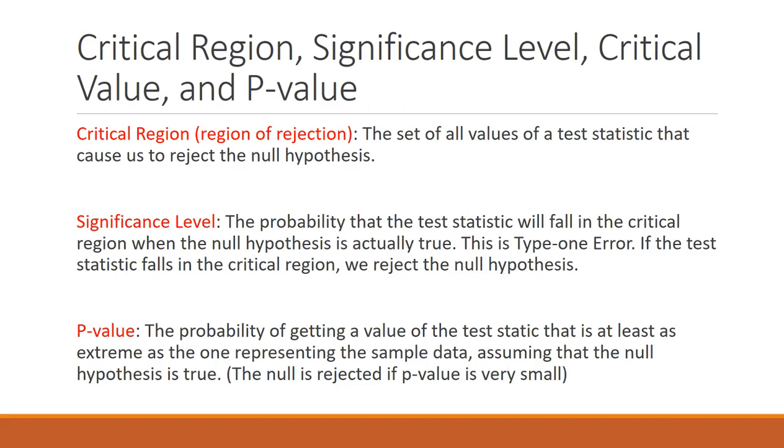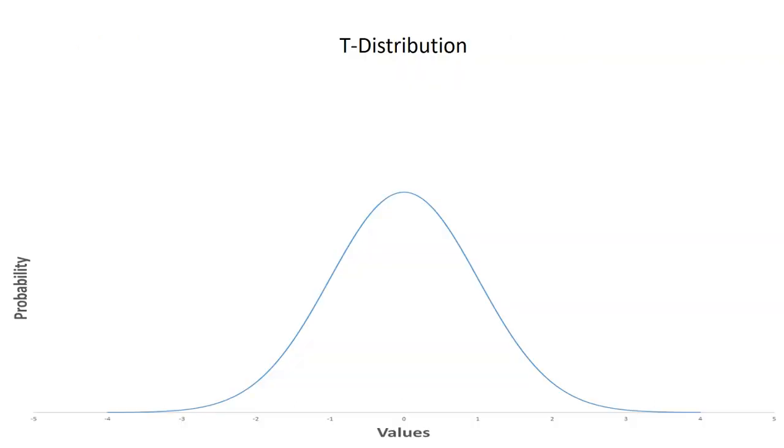Okay, I'm going to make all this more clear in a minute, but I just have to get our definitions out. The p-value is the probability of getting a value of the test statistic that is at least as extreme as the one representing the sample data, assuming that the null hypothesis is true. The null hypothesis is rejected if the p-value is very small. All right. I'm going to illustrate it right now.